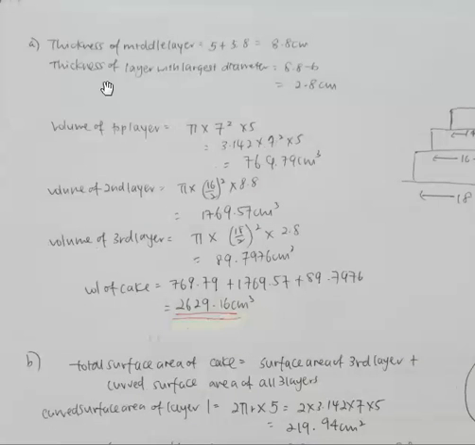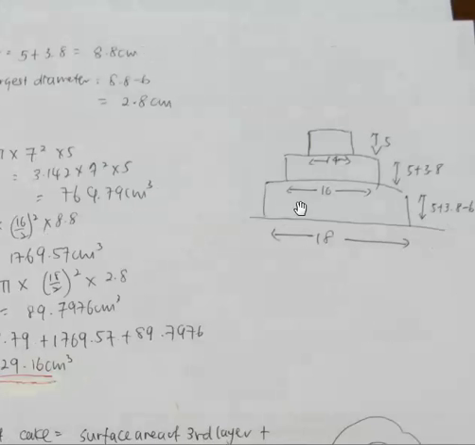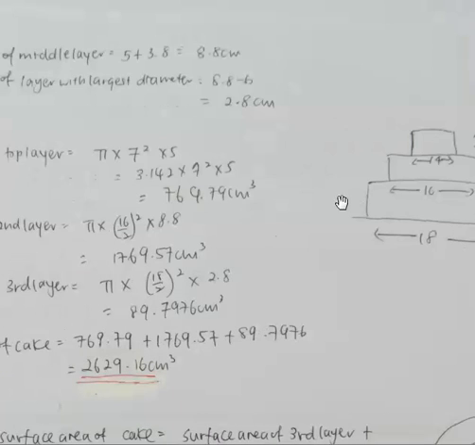So the thickness of the middle layer is actually 5 plus 3.8 equals 8.8 cm. The thickness of the layer with the largest diameter, which is the last layer, is 8.8 minus 6 equals 2.8 cm. So the volume of the top layer is pi r square h, where pi equals 3.142 times 7 square, since 14 divided by 2 is 7, times 5 equals 769.79 cm cube.